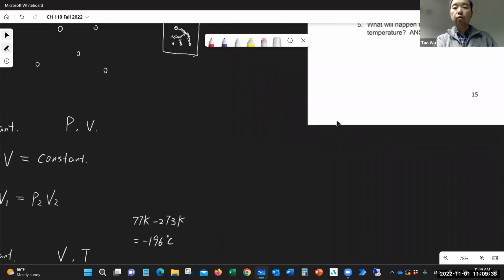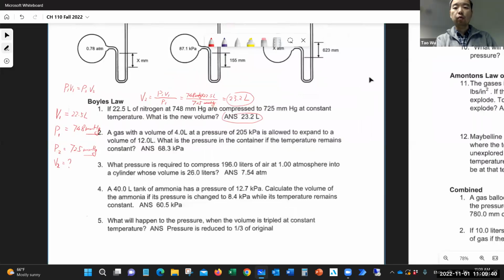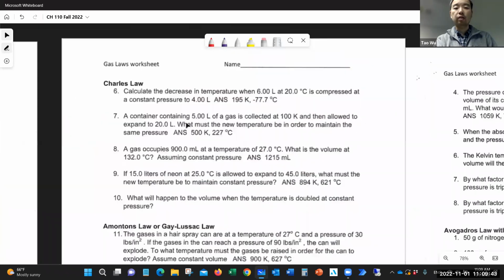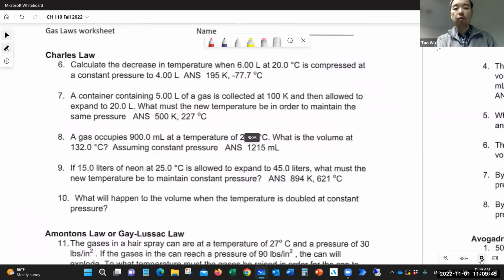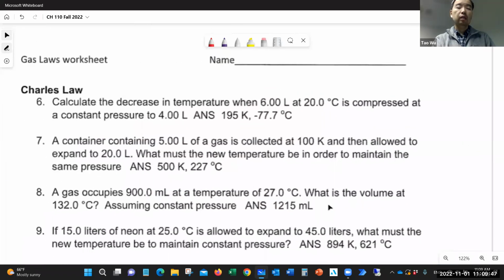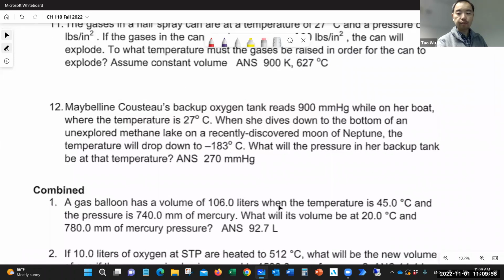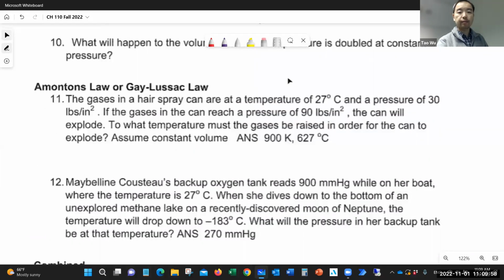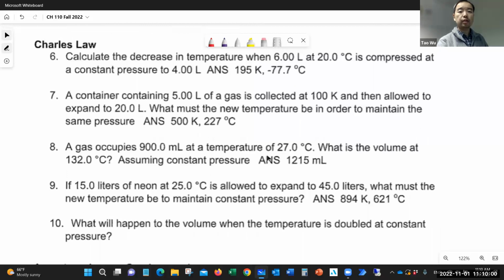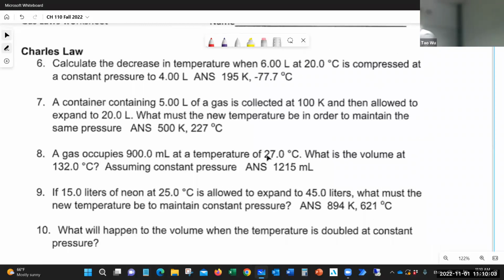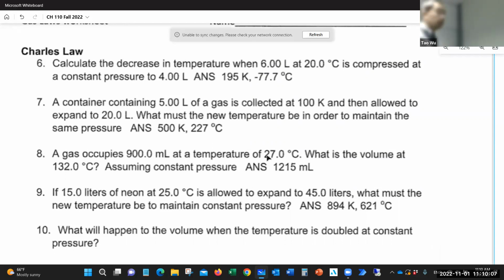Okay, so let's do one of the questions. We didn't do the practice on Charles' law, but this one is what we need to talk about. Let's look at one of the questions on the study guide. This one is on page 16. Okay, let's look at page 16.